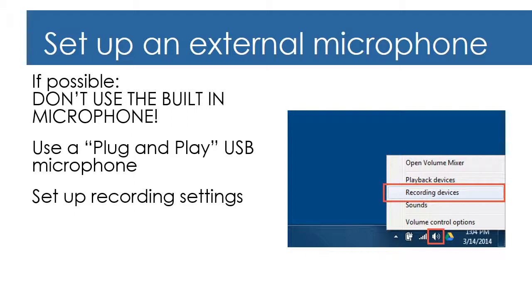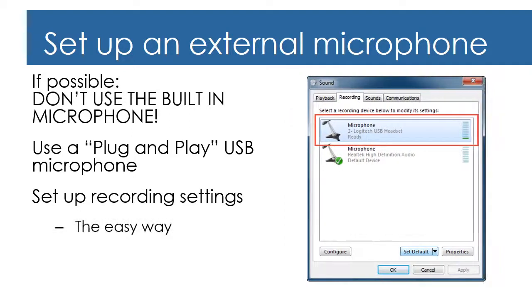Once you've plugged in your microphone, you need to set it up. To set up your microphone, right-click on the volume icon in the lower right-hand corner of your screen, then select Recording Devices. Click on the Recording tab in the window that pops up, then click Microphone.